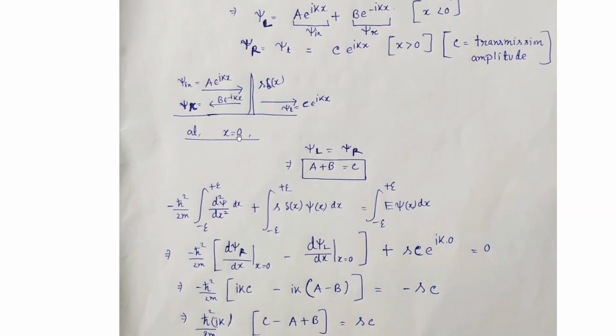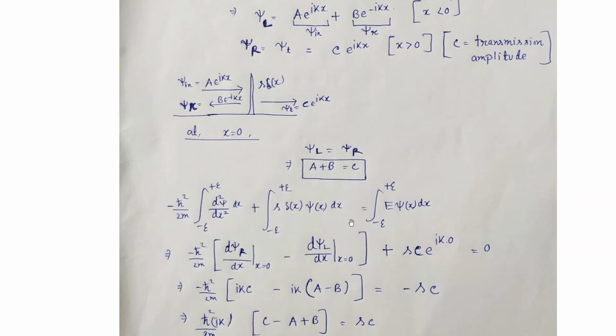Now the same technique: the wave function is continuous at x equal to 0. So A plus B is equal to C. This is one relation. And the second thing is, we have to use the same technique with the Schrödinger equation. I am doing this with plus lambda delta x, the positive kind of delta potential, and when we get the final result, we can replace this by minus lambda.